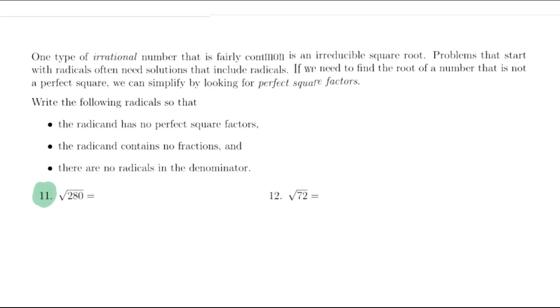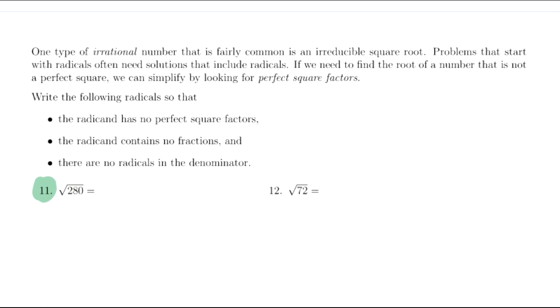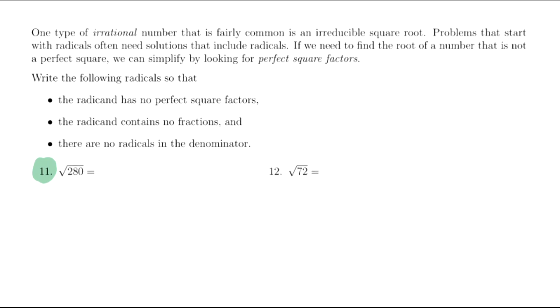Okay, so the next thing is an irreducible square root. So for problems that start with radicals, we are going to simplify these square roots, looking for any perfect squares sitting inside of there so that we can factor them out. So what I do is I basically do a factor tree.